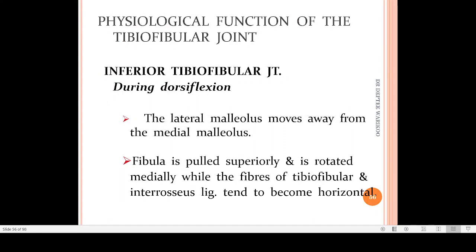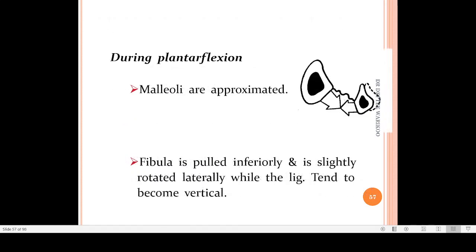Now, the physiological function of the tibiofibular joints. We will be discussing the inferior tibiofibular joint. During dorsiflexion, the lateral malleolus moves away from the medial malleolus. So the fibula is pulled superiorly and rotated medially, while the fibers of the tibiofibular and interosseous ligaments tend to become horizontal. During plantar flexion, the malleoli are approximated, because in dorsiflexion they move apart and in plantar flexion they come together. The fibula is pulled inferiorly and slightly rotated laterally, while the ligament tends to become vertical.